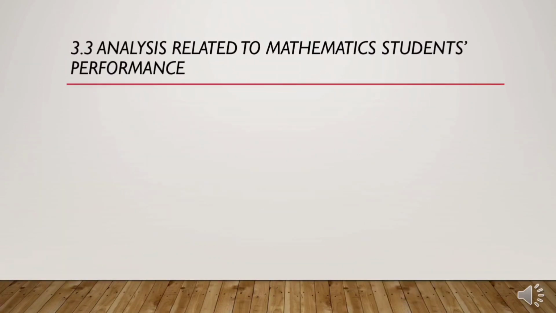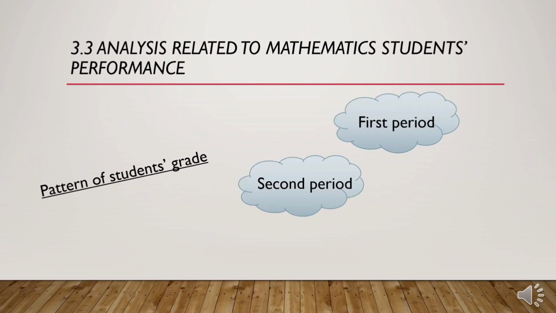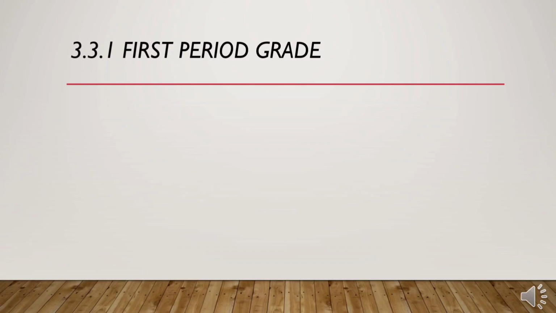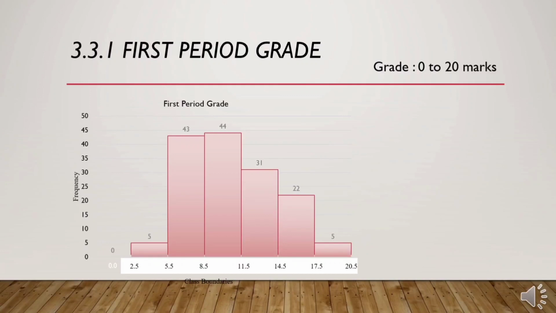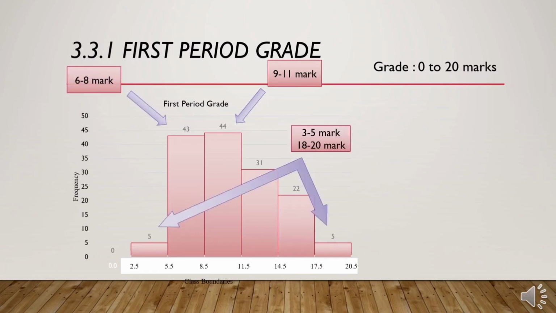The analysis related to mathematics students' performance. We will see the pattern of students' grades in the first, second, and final period. First period grade. The grades are scores from 0 to 20 marks. Based on the data shown, most of the students score between 9 to 11 marks, which has 44 students. With only one student different, 43 students are the second highest with scores between 6 to 8 marks. The mean of this data is 10.74.